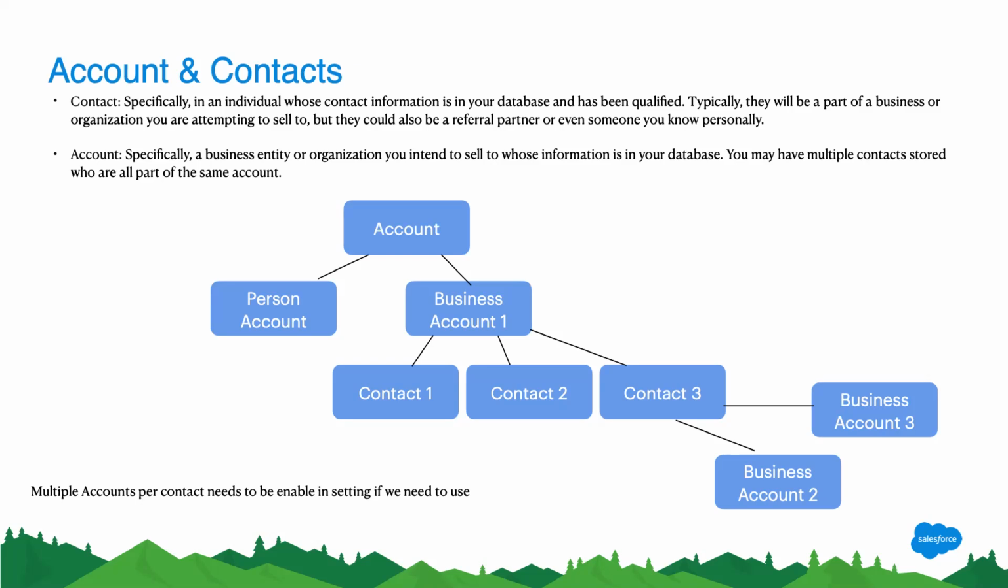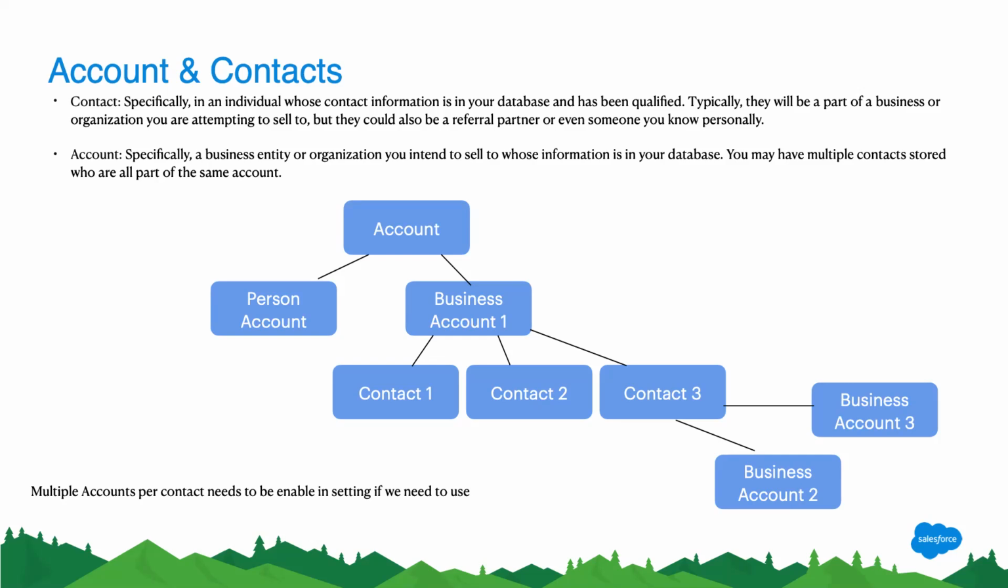So accounts can be categorized into person account, where there won't be multiple contacts working for an account kind of relationship, because the person is the company itself. And we can have the business account, which is an organization where multiple contacts can work. If you look at business account 1, contact 1, contact 2, contact 3 are working for it, so we have a one-to-many relationship between business account and contact.